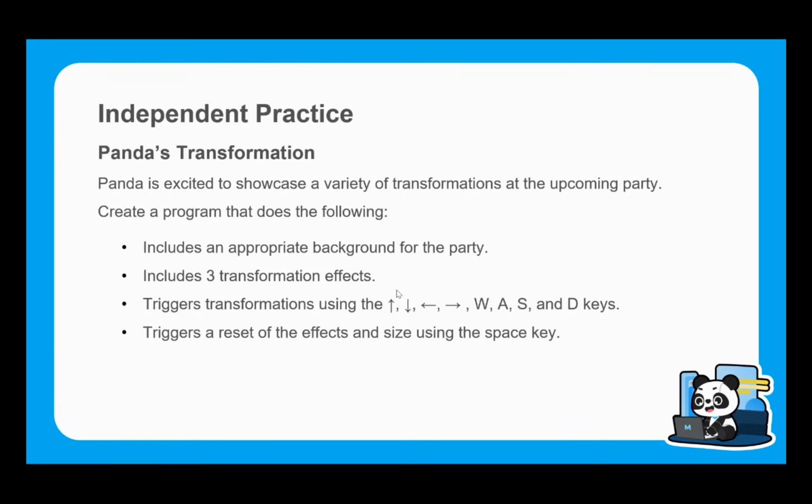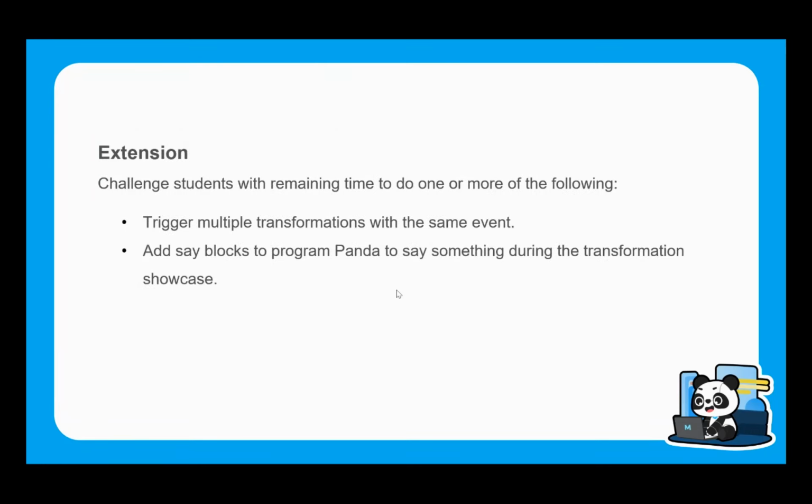In creating their own projects. Now, it does also, of course, give extension challenges. And I'm actually going to show you these now because I am going to show you an example where I start to bring in some more of this as well. So challenge students with the remaining time to do one or more of the following. So it could be trigger multiple transformations with the same event. So that means if they were to click a left arrow or right arrow, rather than doing one thing, it might do different things, like a multiple transformation. So you could do that. I'm actually going to show you something a little bit different to that in a moment as well. And we can say something like add say blocks to program Panda to say something during the transformation showcase.